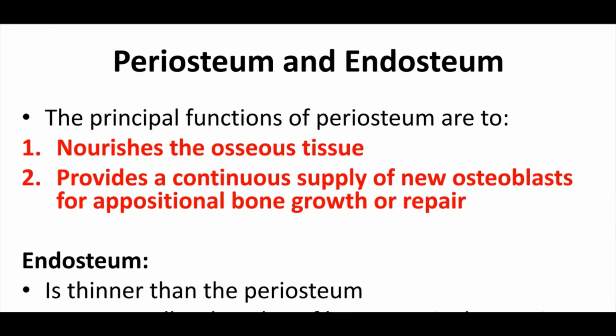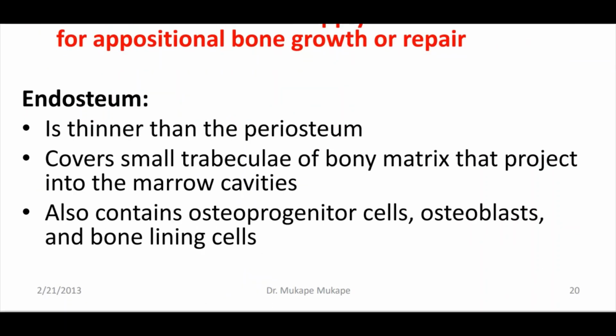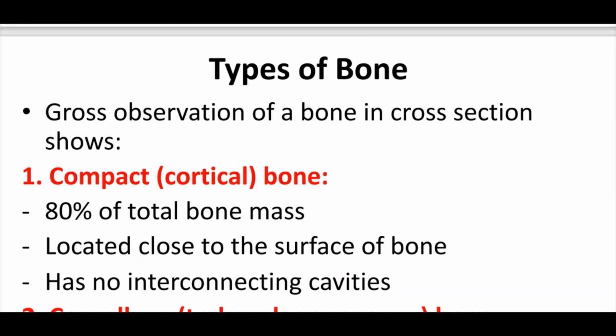The principal functions of the periosteum: number 1, to nourish the osseous tissue. Number 2, to provide a continuous supply of new osteoblasts for appositional growth or repair. And we already discussed what appositional growth is. Let's move on and look at the endosteum. The endosteum is thinner than the periosteum and covers small trabeculae of bone matrix that project into the bone marrow cavities. It also contains osteoprogenitor cells, osteoblasts, and bone lining cells.